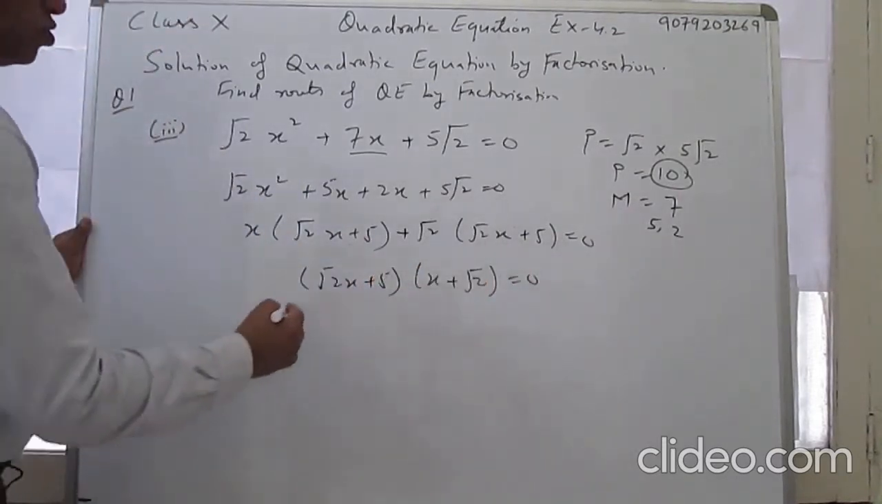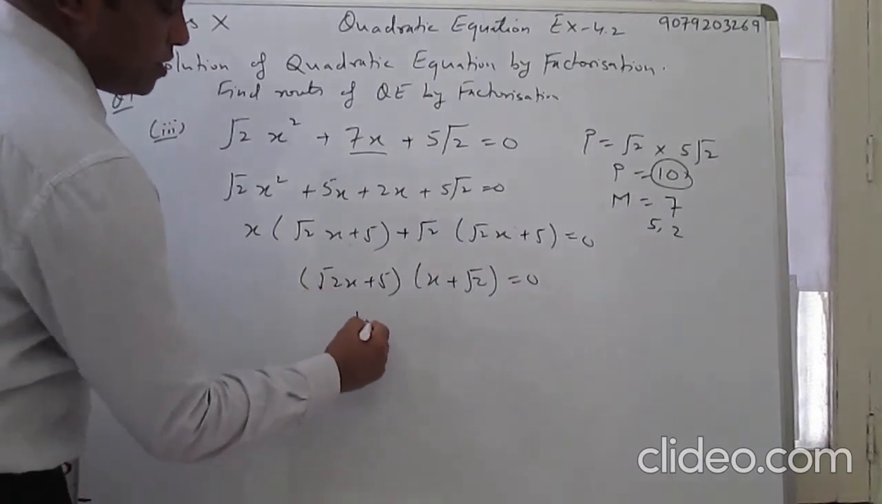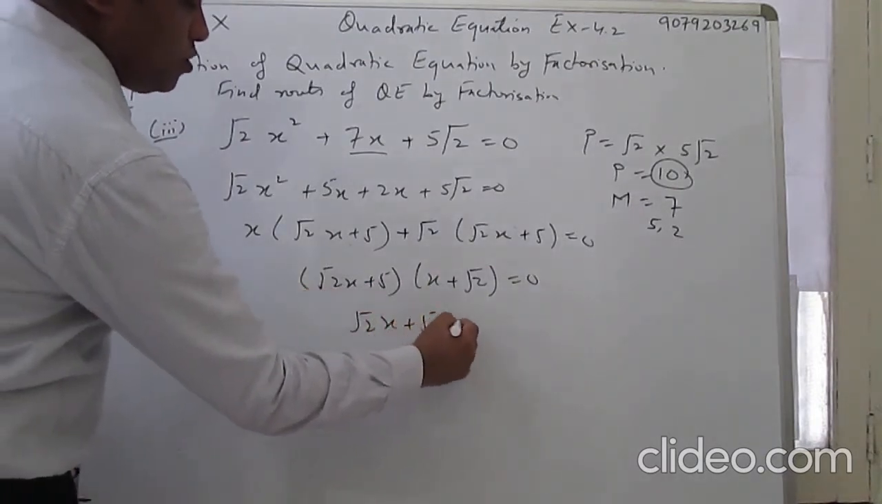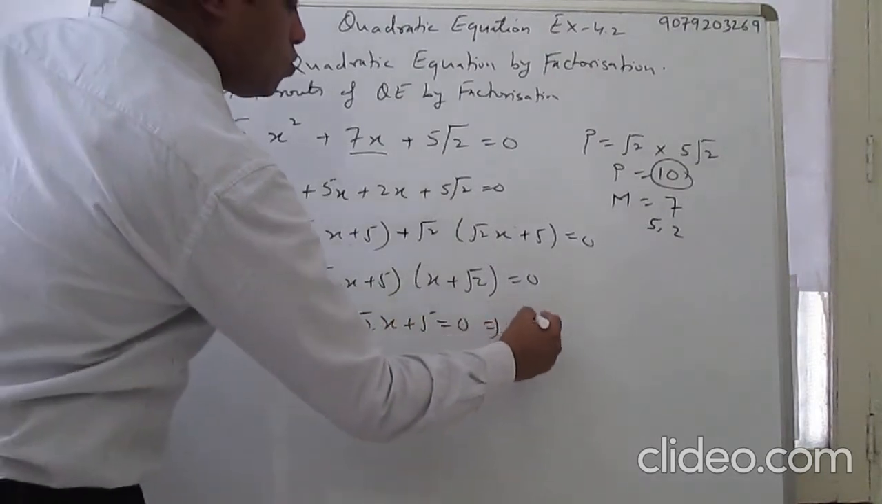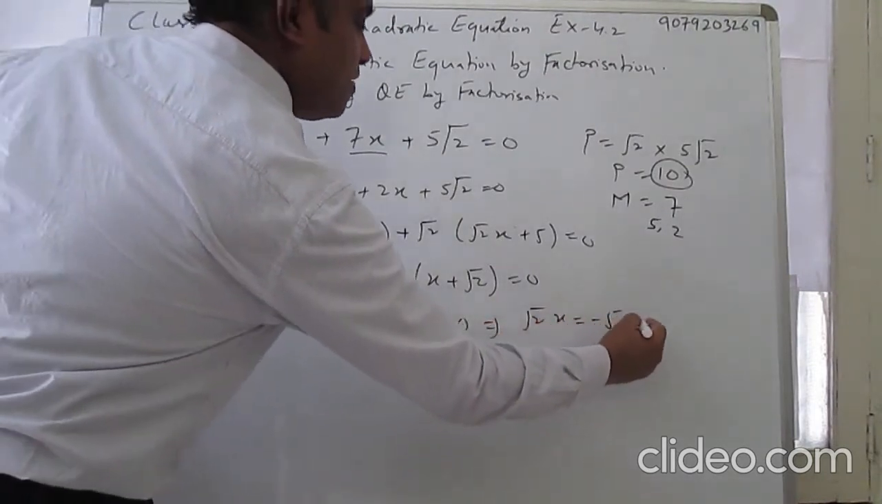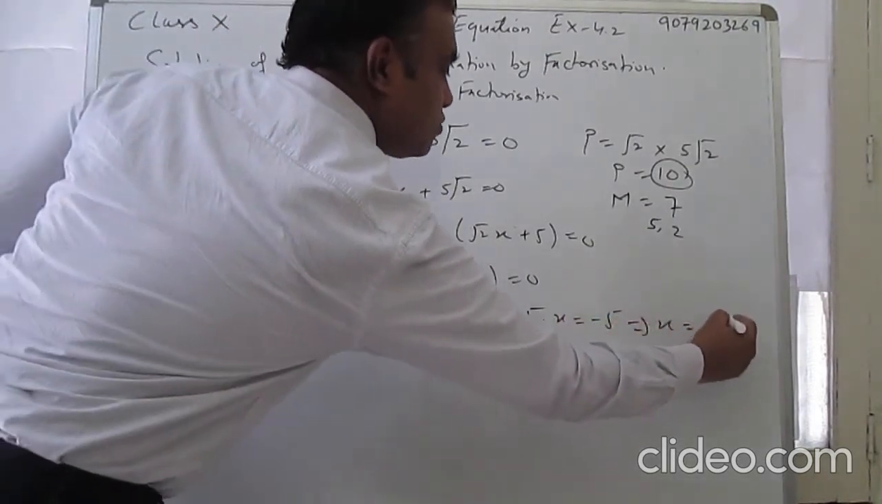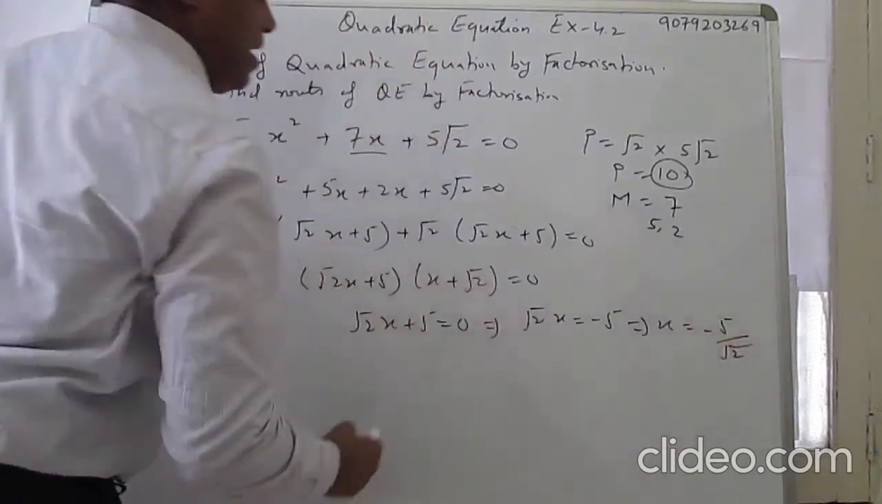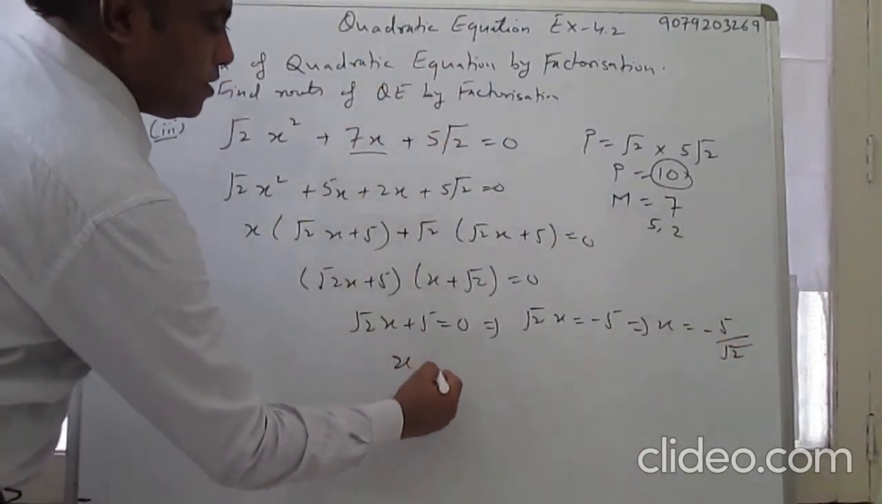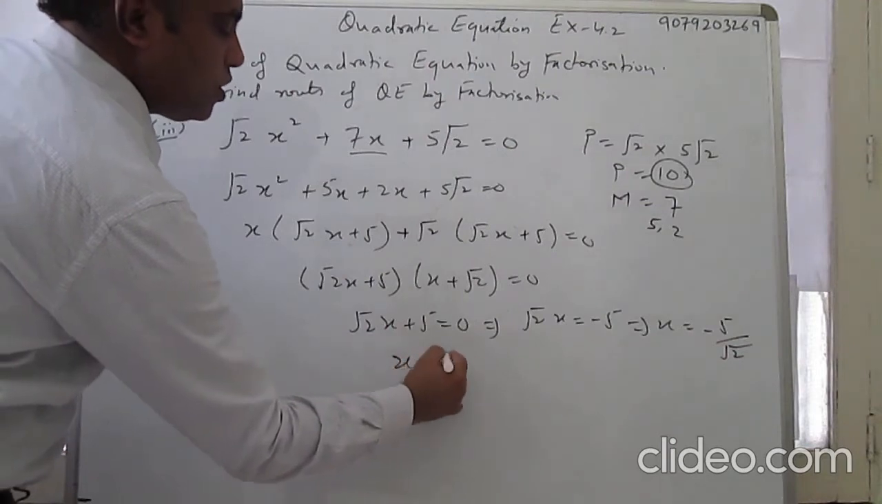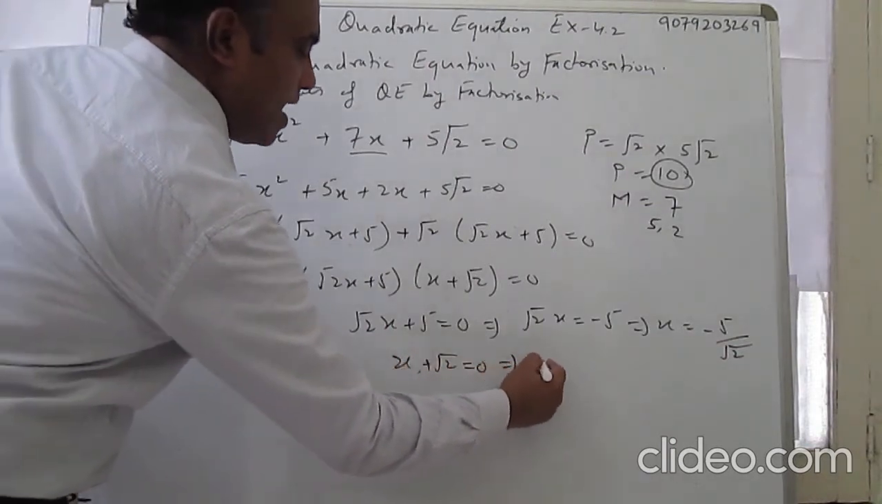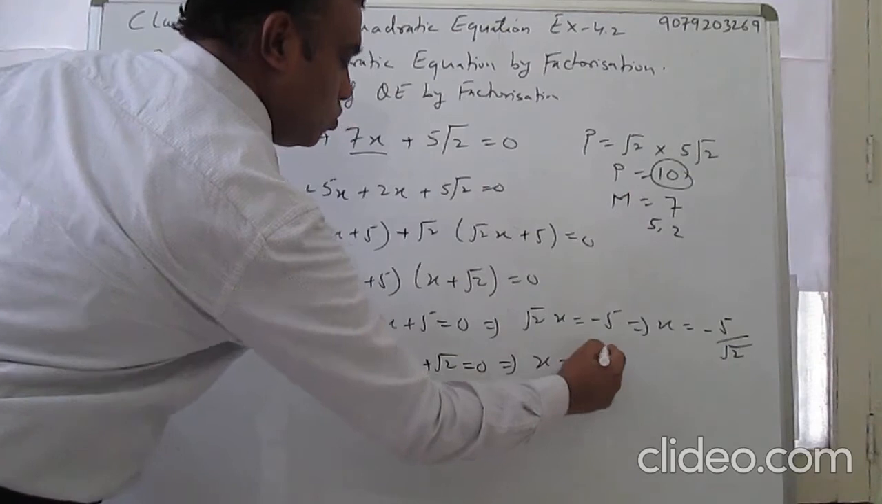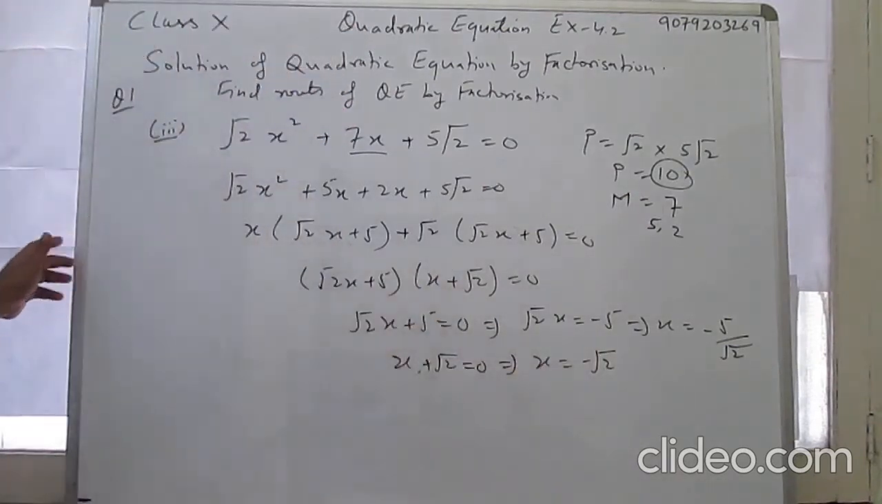Now for the roots of the quadratic equation: root 2x plus 5 is equal to 0. This implies root 2x is equal to minus 5, so x is equal to minus 5 upon root 2. Another root is x plus root 2 is equal to 0, so x is equal to minus root 2. So these are the zeros, the roots of the quadratic equation.